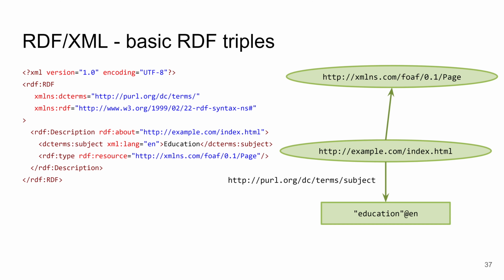And the second one is the typical rdf:type, where the object is an IRI denoted by the rdf:resource attribute. So these are actually two triples, one saying that index.html has a title in English, education, and the other one saying that index.html is of a type forth page.